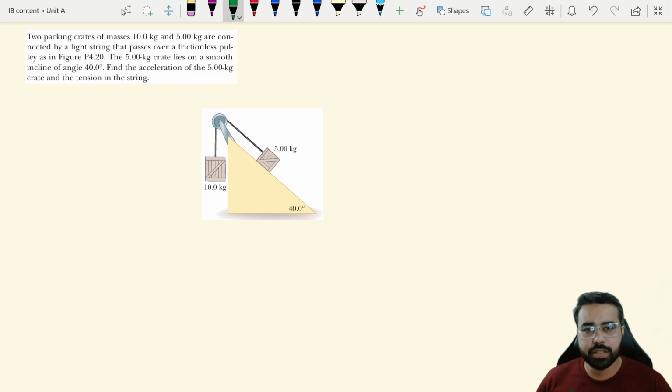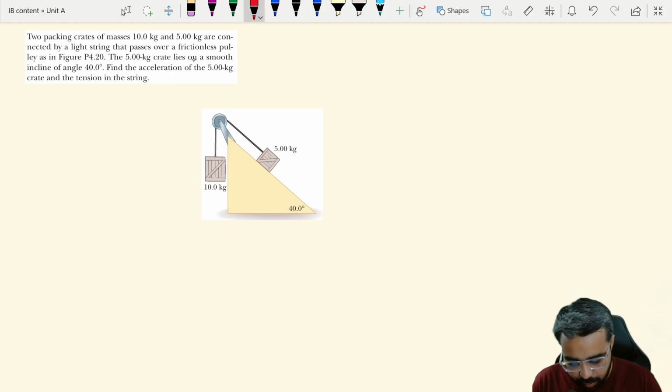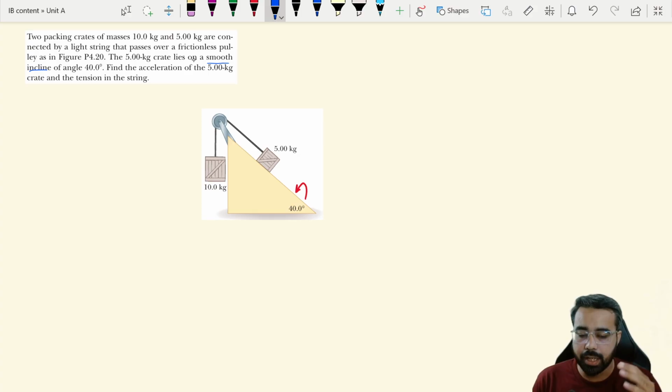Two packing crates are connected with the same string, which is passing over the frictionless pulley, and the surface is also frictionless. As it is written here, it's a smooth surface, which means no force of friction will be applied on a crate that is moving on this inclined plane or ramp.